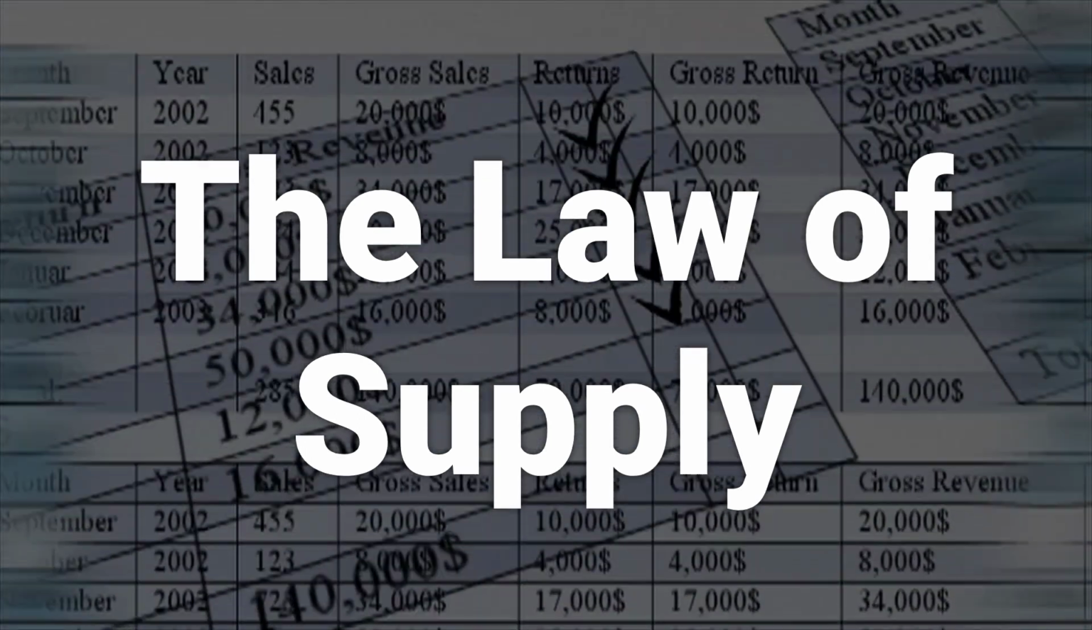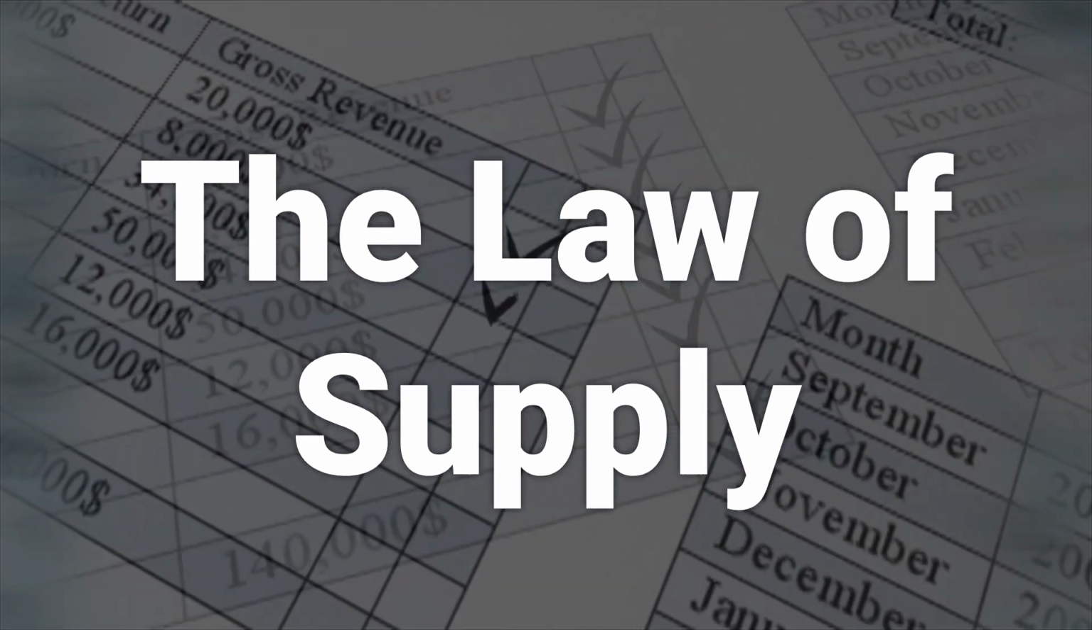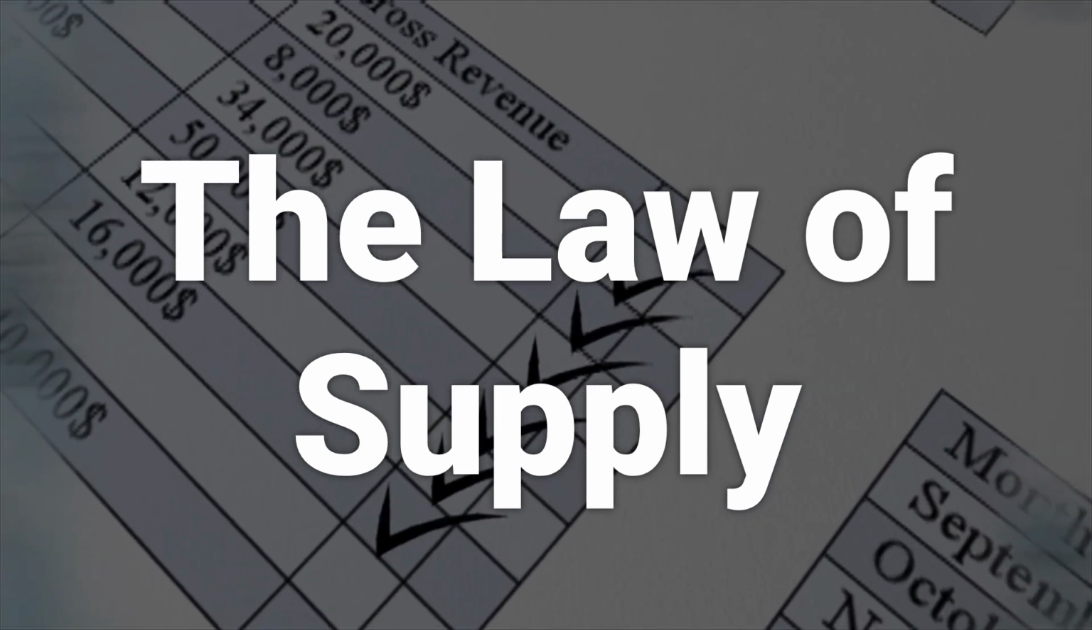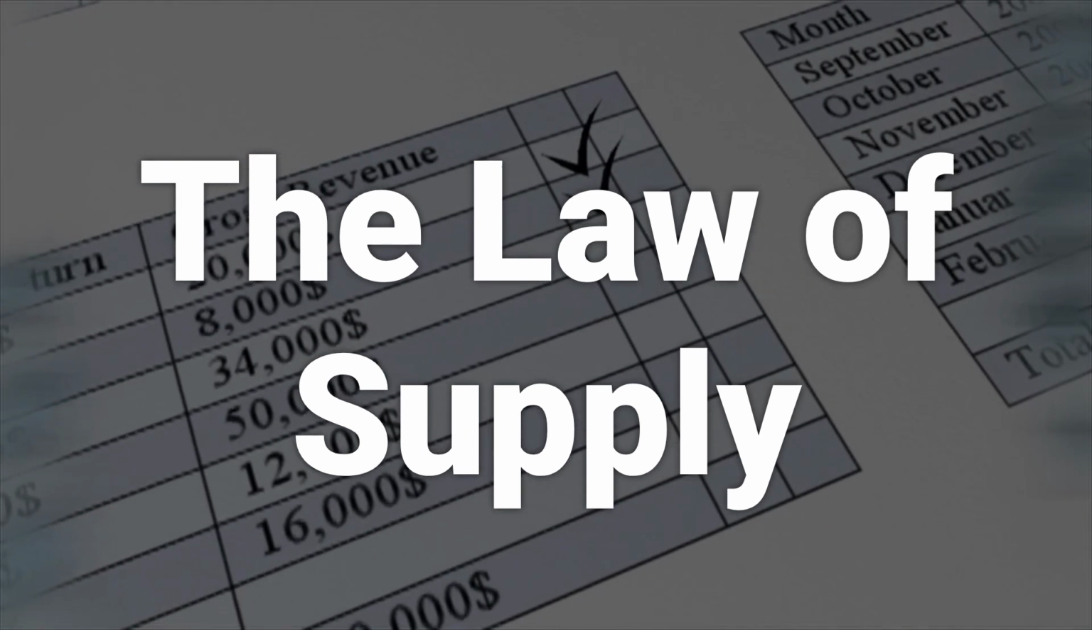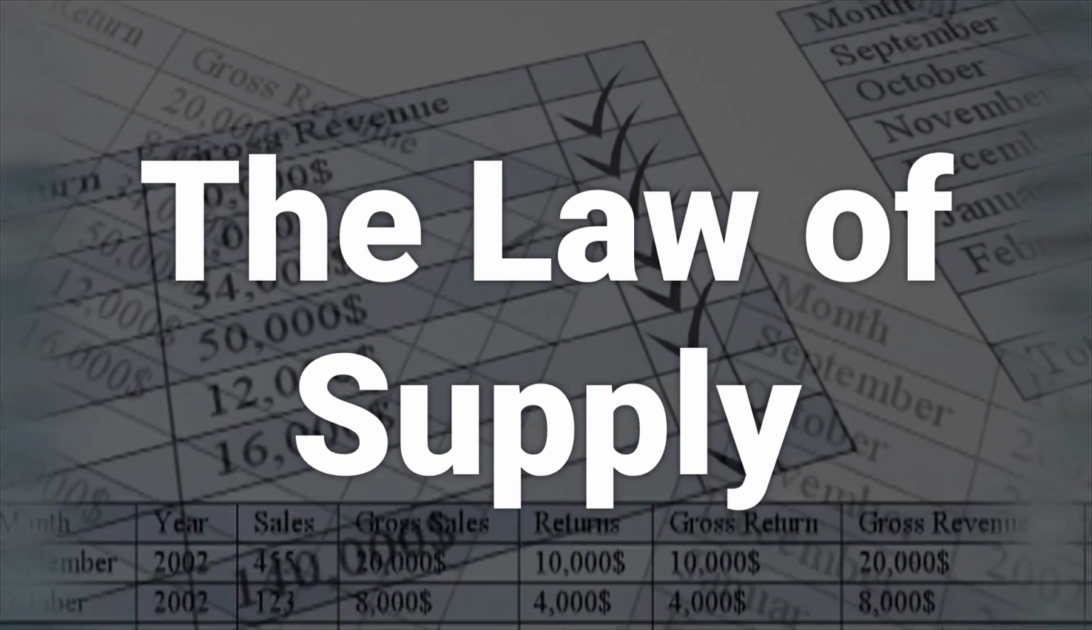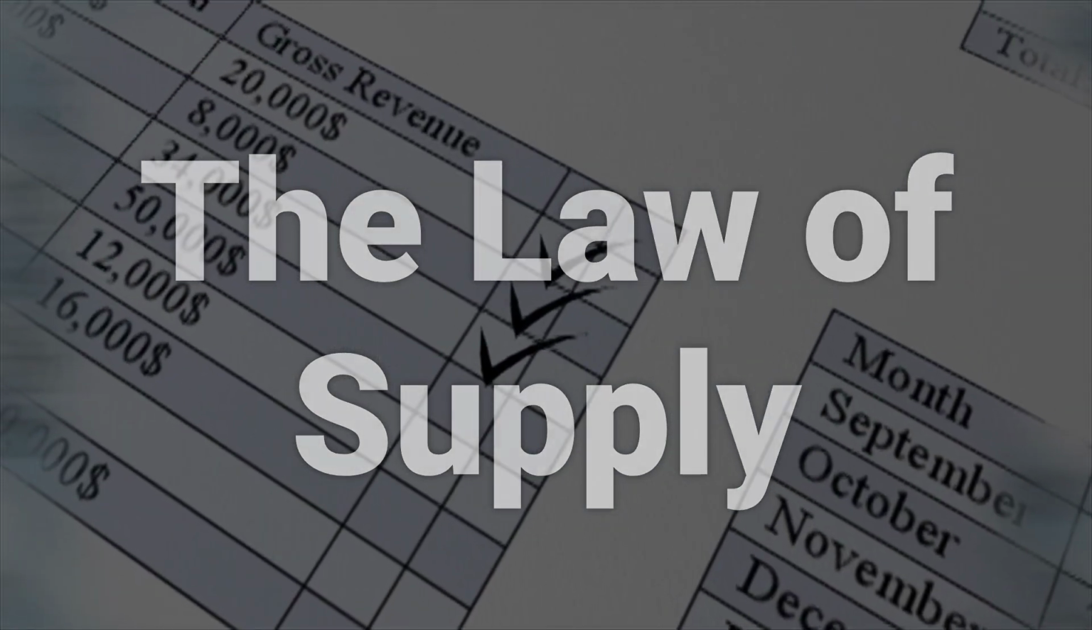The law of supply relates price changes for a product with the quantity supplied. In contrast with the law of demand, the law of supply relationship is direct, not inverse. The higher the price, the higher the quantity supplied. Lower prices mean reduced supply, all else held equal.